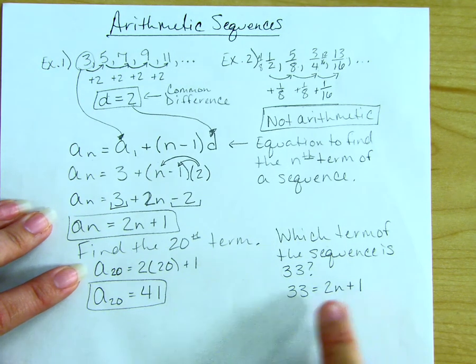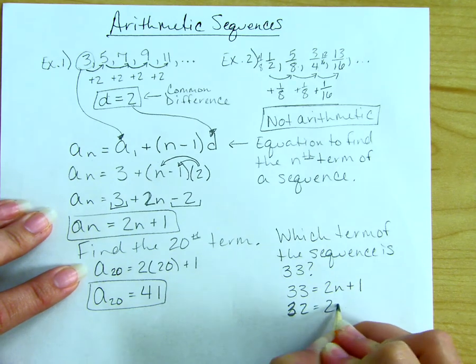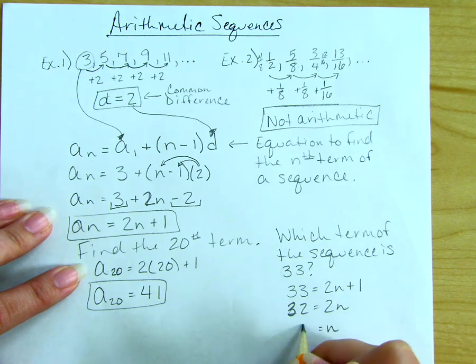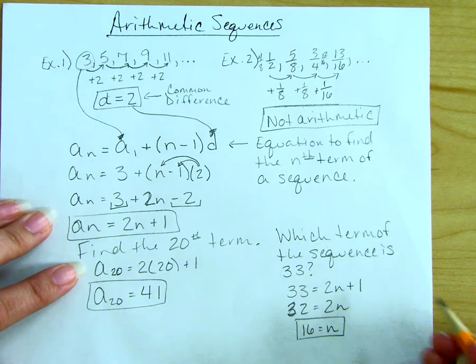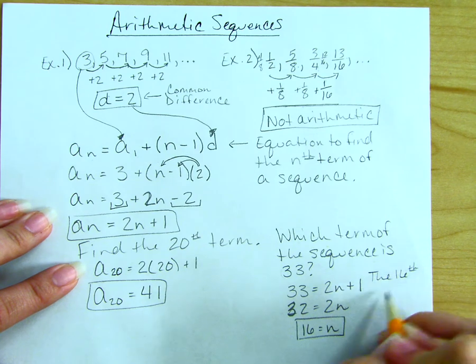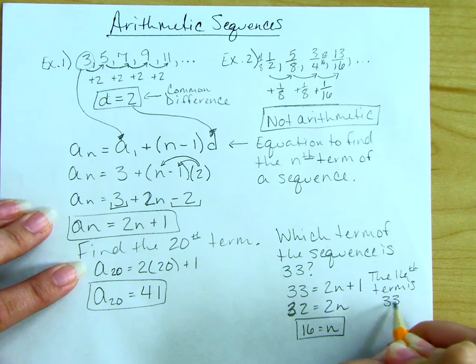I'm going to start by subtracting 1 from both sides. And I get 32 equals 2n. Divide both sides by 2, and I get n equals 16. So the 16th term is 33.